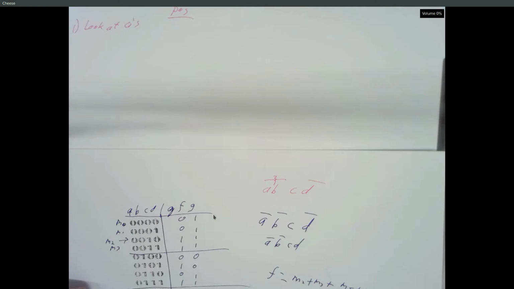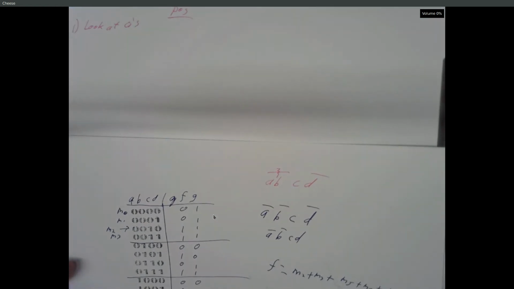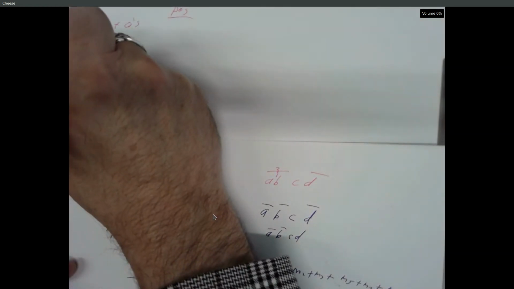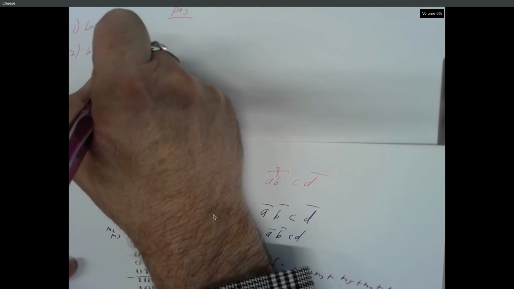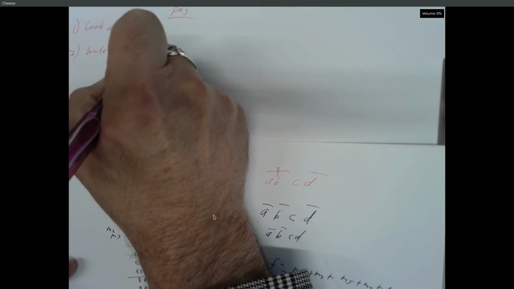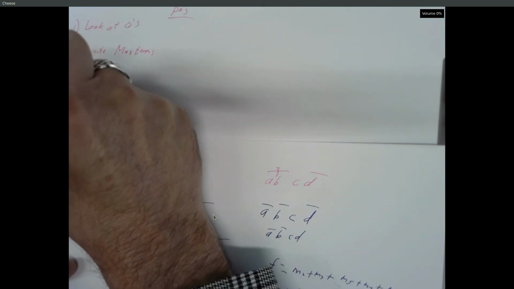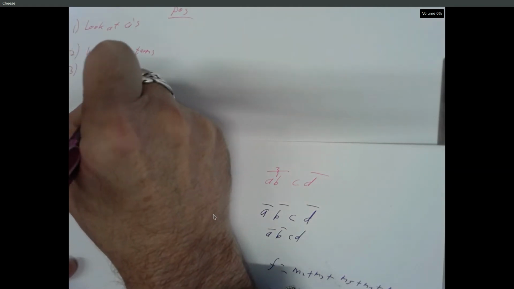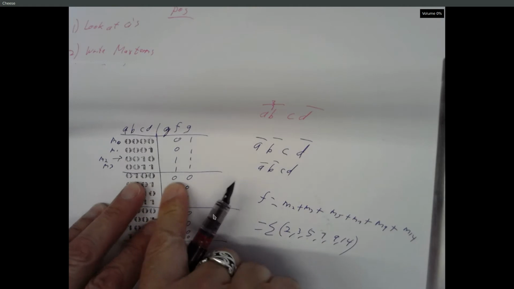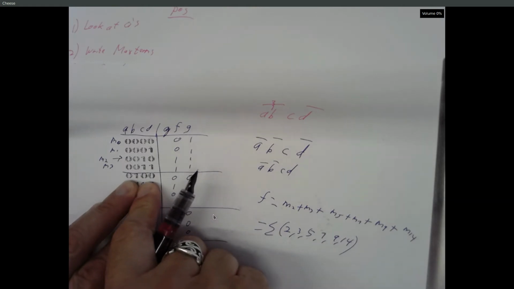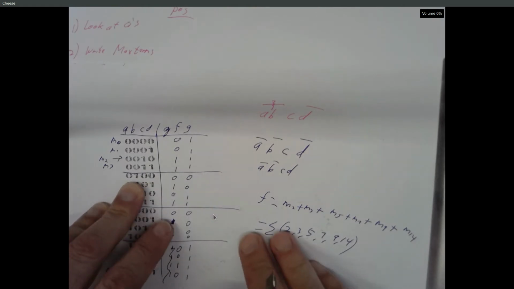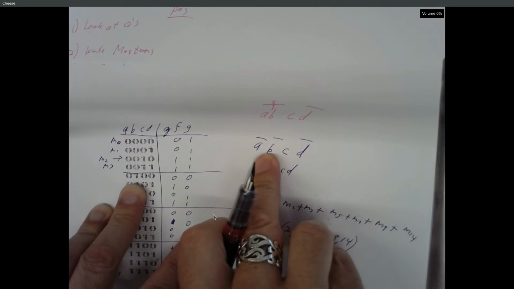So this is for product of sums. Look at the zeros, and then write max terms. And then we want to AND those. So here's a 0 down here. We're going to write the expression for max term M4. And it's the complement of the rule we had here.